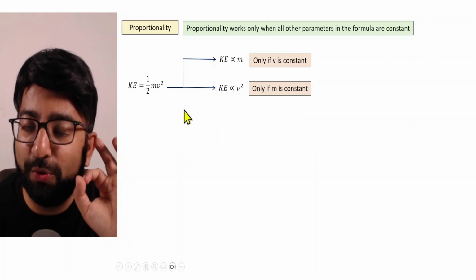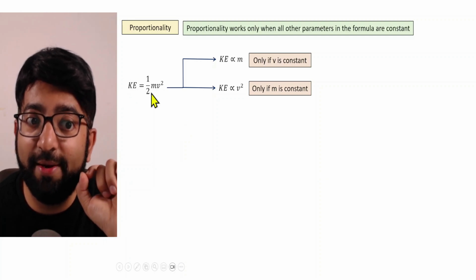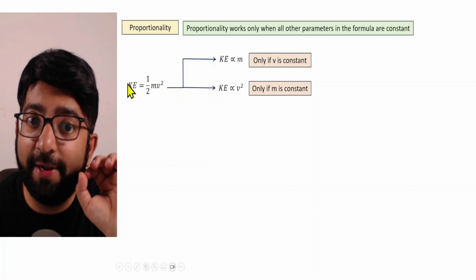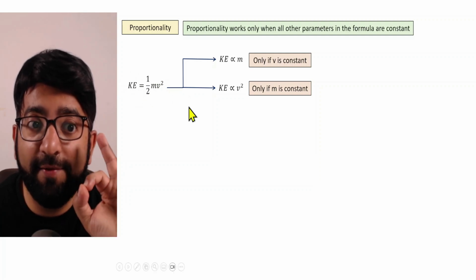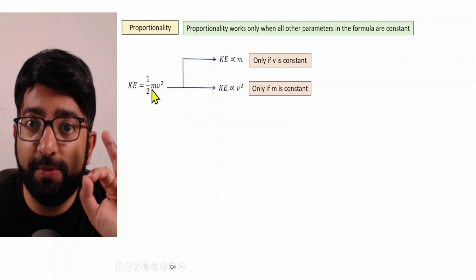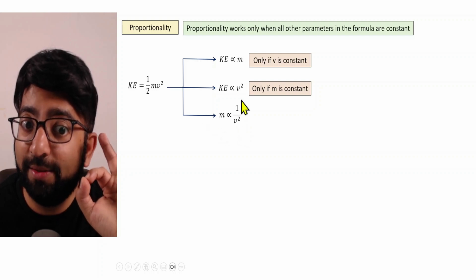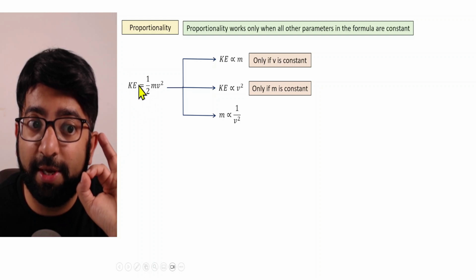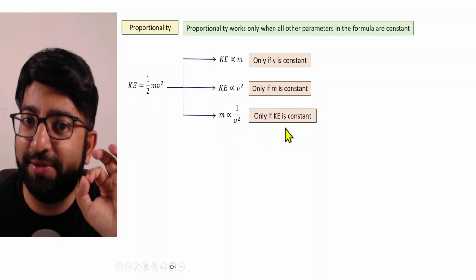Now consider a situation where the question gives you that kinetic energy is a constant. Then m and v square will be proportional. What we can do is take this v square on the left hand side of the equal sign, basically cross multiplication. And then we can say that mass of the object will be inversely proportional to v square. But this will only be true if the third parameter involved, in this case kinetic energy, is a constant. So this is true only if kinetic energy is constant.